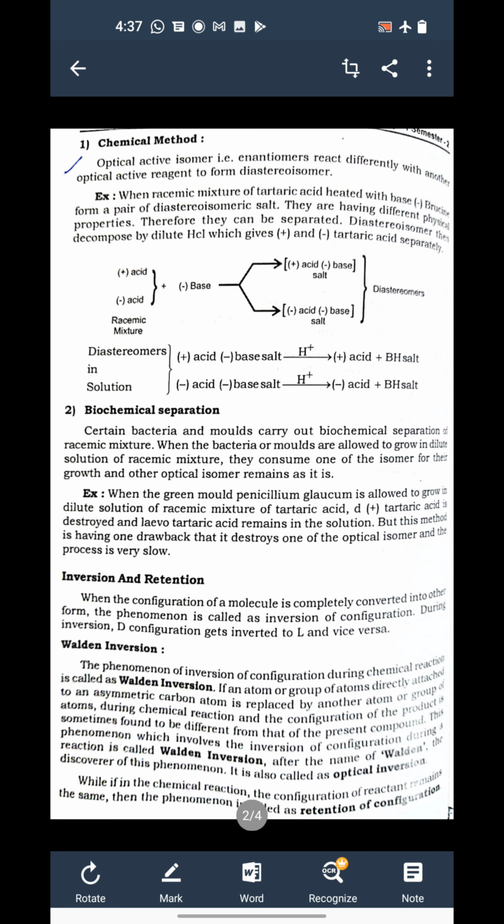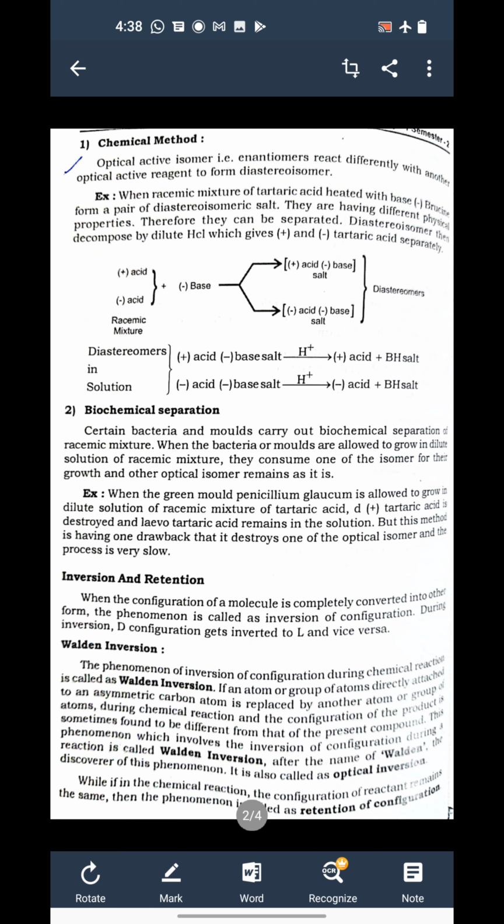We write here plus acid, so that plus acid reacts with minus base, so we get a salt, one salt, and minus acid reacts with minus base, so we get another salt. And now this pair that we get is called a diastereoisomer, and according to the property of diastereoisomers, we know that their physical properties are different structurally, and therefore we can separate them physically, because their physical properties are different.